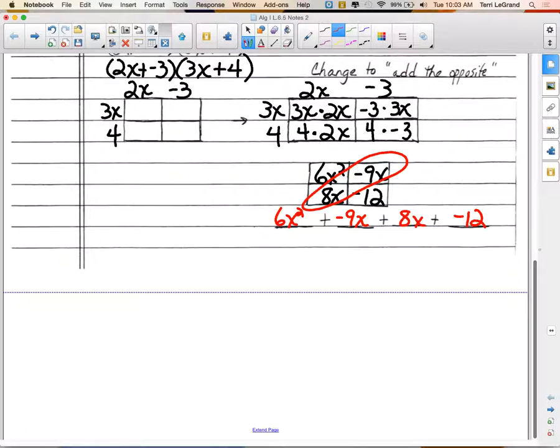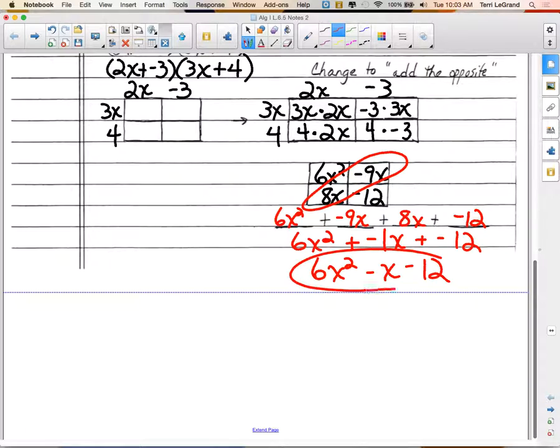We're going to bring those together and say we have a -1x, and then we're going to clean this up. 6x squared minus x minus 12. We get the same product as we did when we used FOIL.